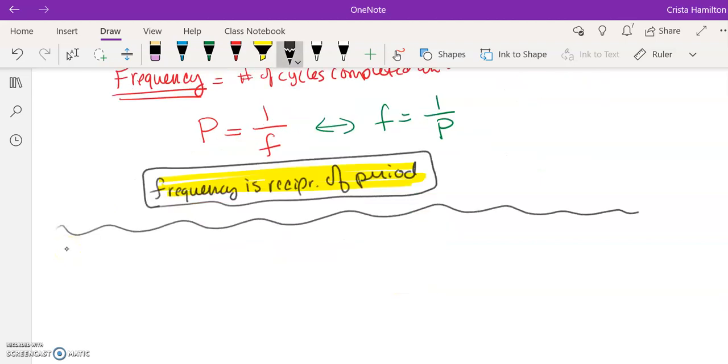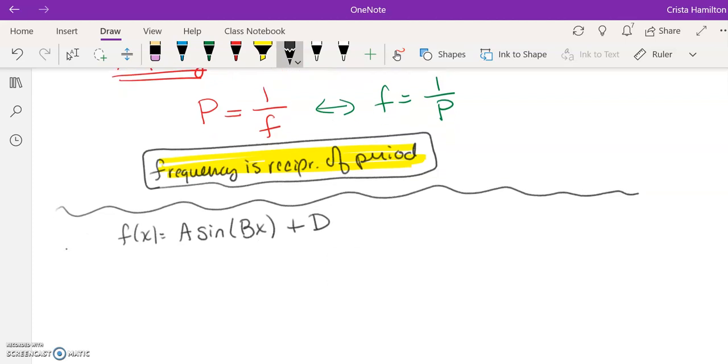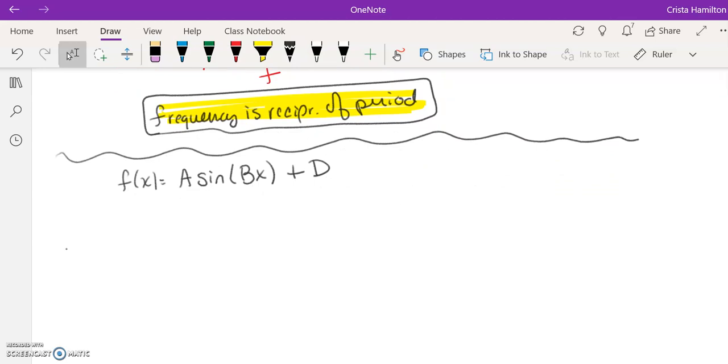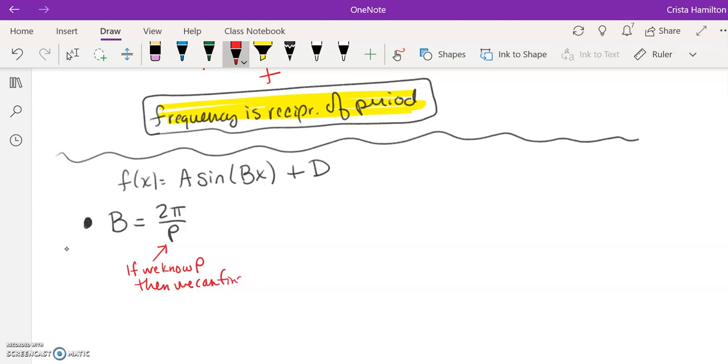Okay, now keeping that in mind, we're going to come back to our equation, f of x equals a sine bx plus b. And we're going to talk about what this b really means. Now, the first fact, so we're just going to jot it down over here, is that b equals 2 pi divided by the period. So if you know the period, then we can find b. And it's fairly straightforward. And that's what you did mostly in the Desmos activity.